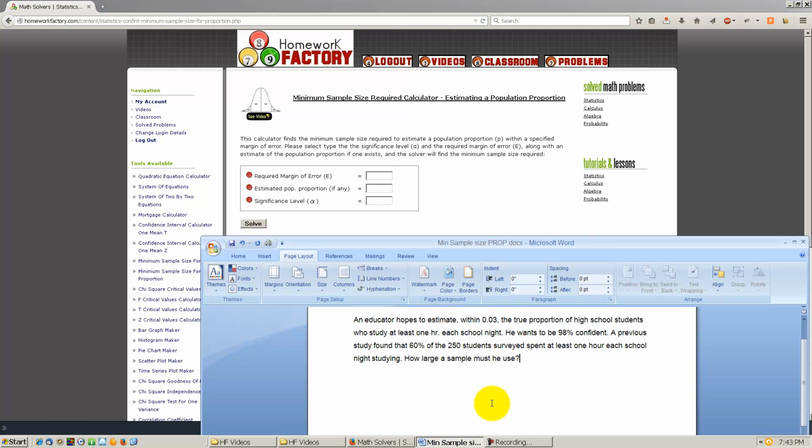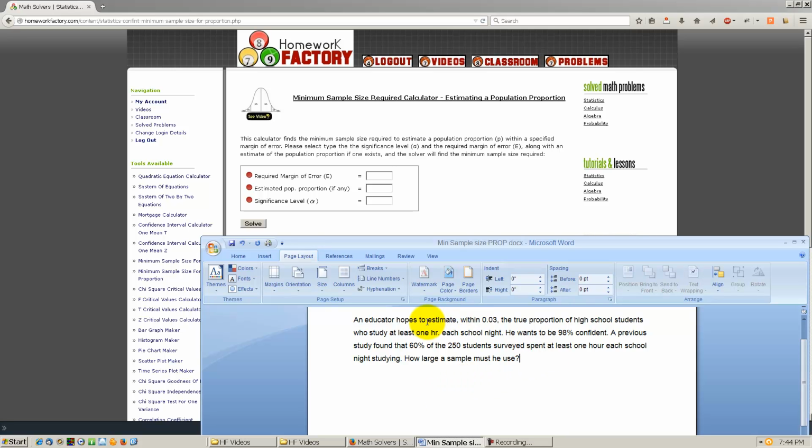So here I have an example that will clarify the concepts that we're talking about right now. The example says the following. An educator hopes to estimate within 0.03 the true proportion of high school students who study at least 1 hour each school night. He wants to be 98% confident. A previous study found that 60% of the 250 students surveyed spent at least 1 hour each school night studying. How large a sample must he use?